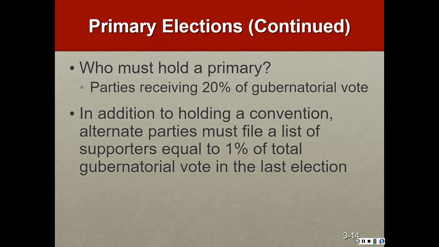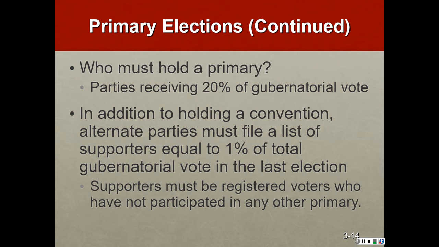On top of that, you must provide a list of supporters. People must sign a list, saying, place this person on the ballot. Supporters must equal 1% of the total gubernatorial vote in the last election. I'm just pulling out a small number to make it easy. This means that if we had 250,000 votes in the last governor's election, you need 1%, so you need 2,500 votes.